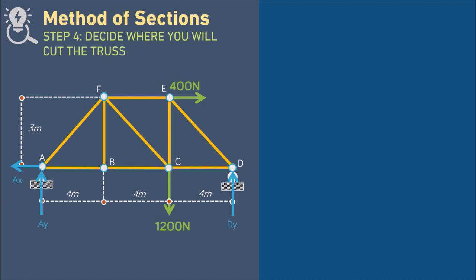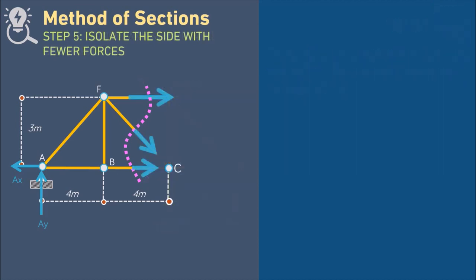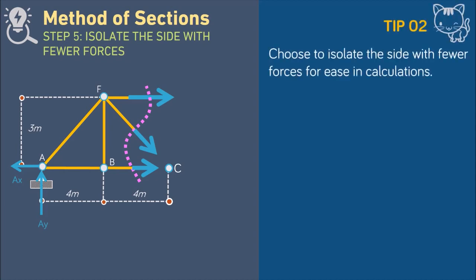The fourth step is to decide where you will cut your truss. Try to choose a cutting line that goes through all the members that are to be determined. So here in this truss, the best cutting line is shown by section AA because it passes through all three members FE, FC, and BC that have to be determined. Step number 5 is to isolate a section part of the truss. We want to use the side of the truss that involves fewer forces, so in this case, we chose the left side.